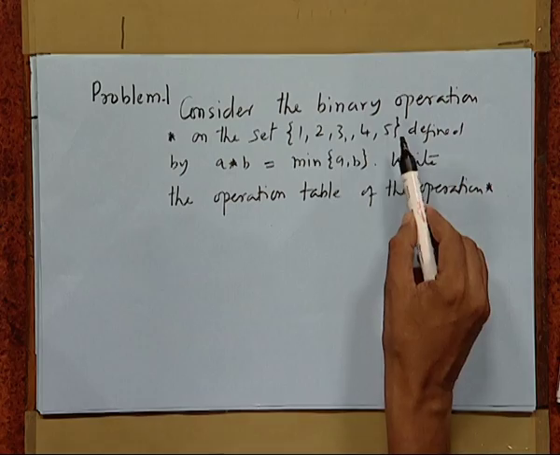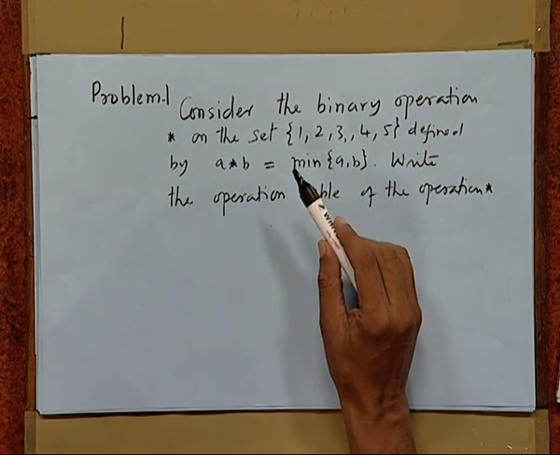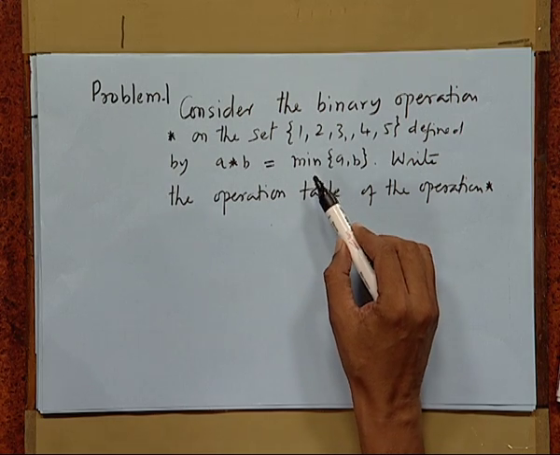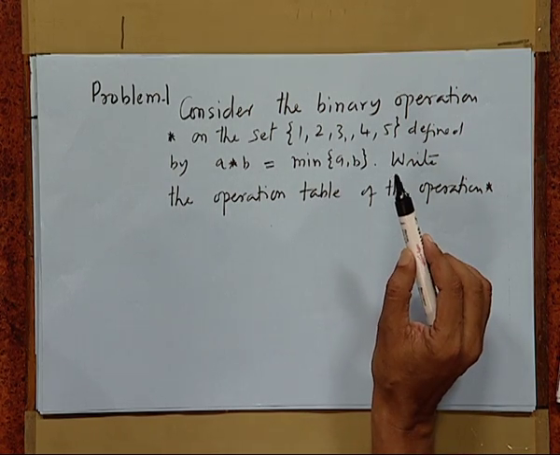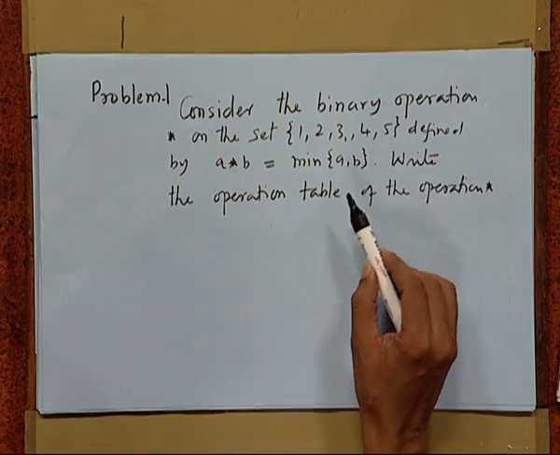We are given a set {1, 2, 3, 4, 5} and a binary operation is defined as A star B is the minimum of A and B. We are required to write the operation table. By an operation table we mean writing all the outputs of all possible outcomes in a tabular form.